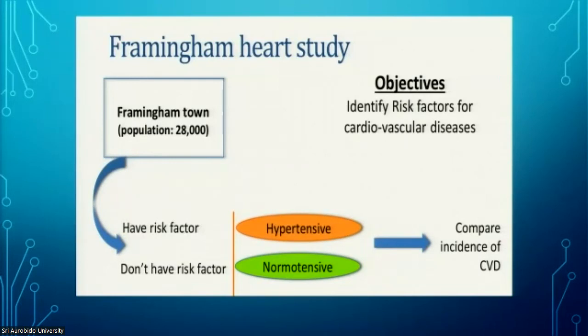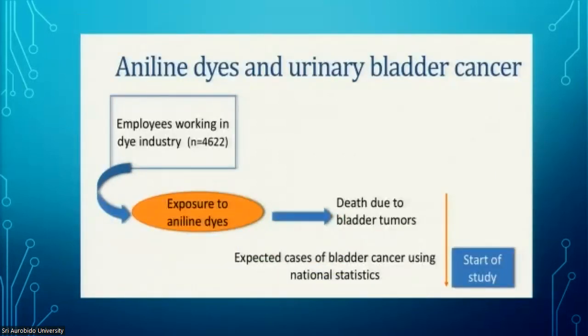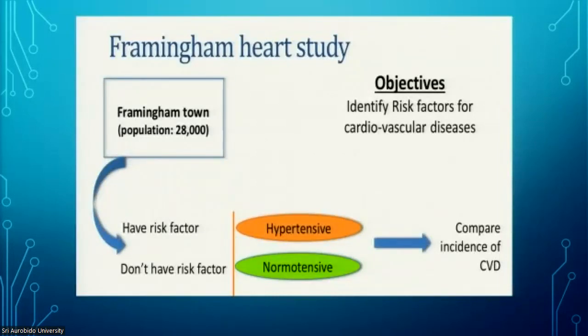Again, the golden example, somewhere in the 1940s or 50s, is the Framingham Heart Study. The objective was to identify the risk factors for cardiovascular diseases. So, for example, they had hypertensive, normotensive, and many other parameters were also studied. The entire cohort from Framingham town, the population was around 28,000, was studied and they compared the incidence of CVD. This was a typical example of a prospective study.